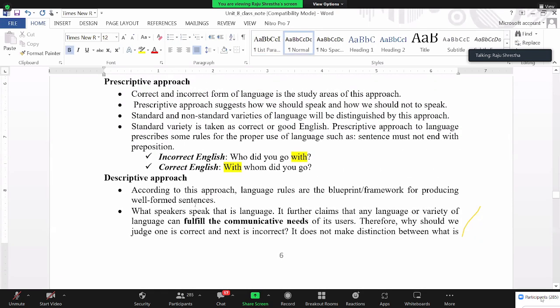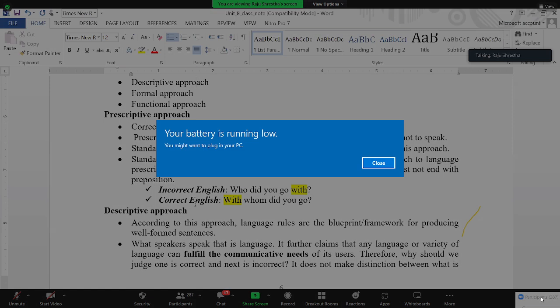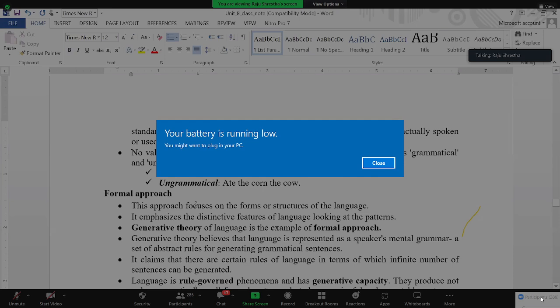Descriptive approach just describes, you know, there is no standard and non-standard variety. Whatever the speaker speaks, that is language. Every variety, every type of variety of language has the potentiality to fulfill the communicative needs of its speaker. Then there is no question, no concern of standard and non-standard, correct and incorrect. So descriptive just describes. Then prescriptive prescribes the correct form. Then standard variety is preferable. Good English, correct English in this way. Prescriptive approach, descriptive approach, formal approach.